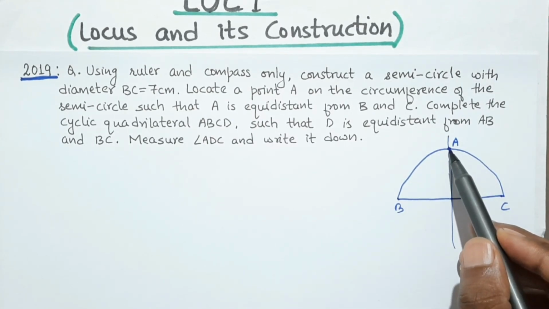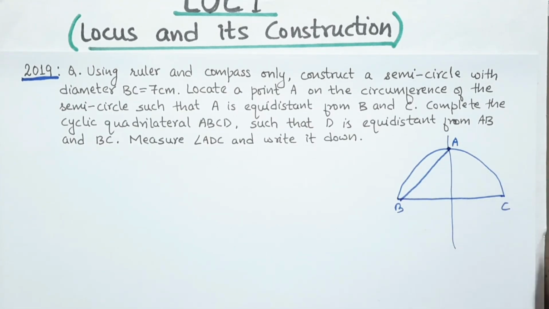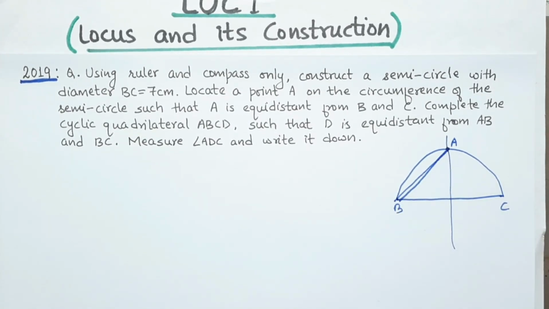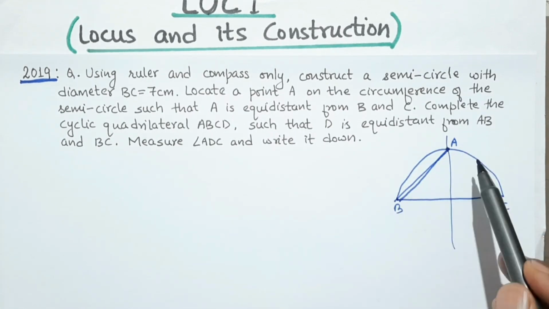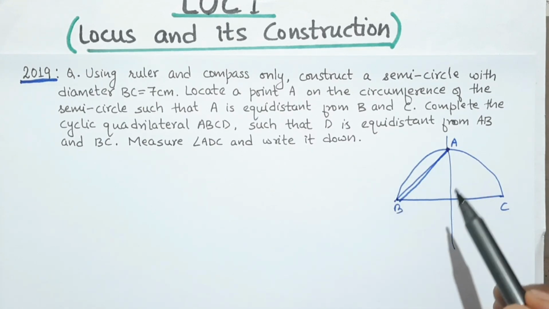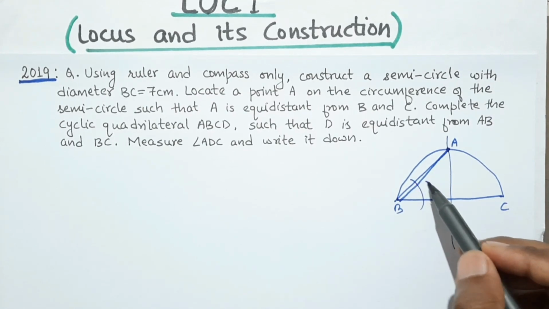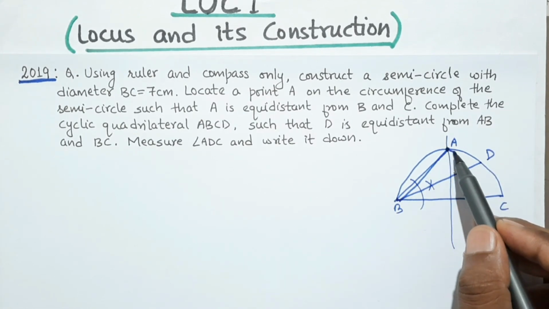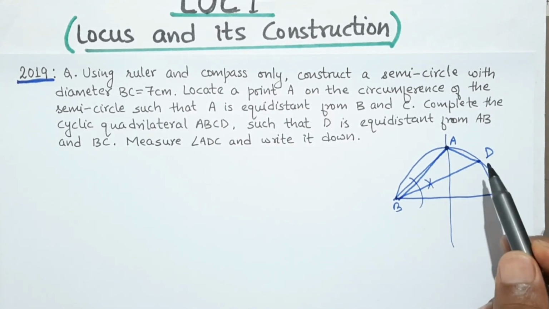That means here we have to join AB, later on AC also. We have to join AB here. So now D is equidistant from AB and BC. That means D lies on the locus of angle B, so we have to construct a locus of angle B. It will be like this. So point D is here, and then we have to join AD and AC. This is our complete cyclic quadrilateral.